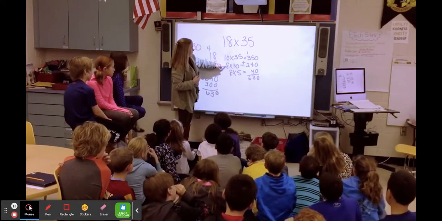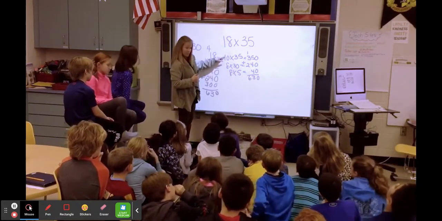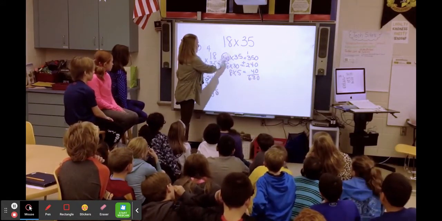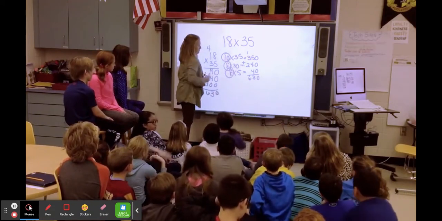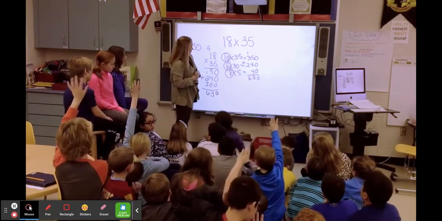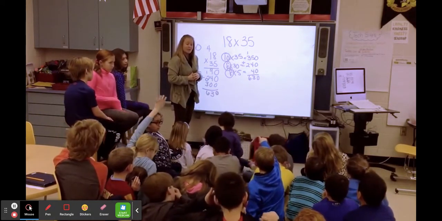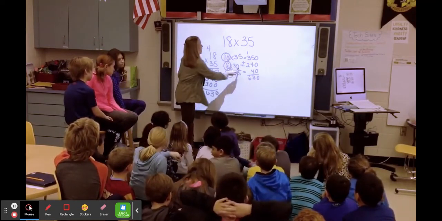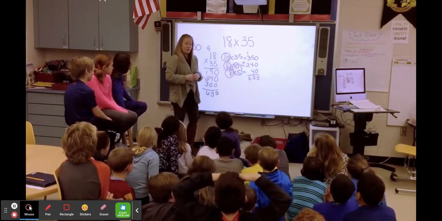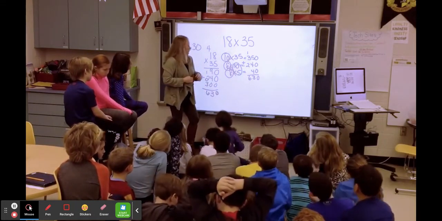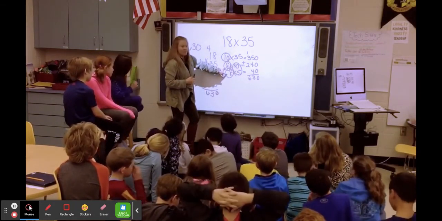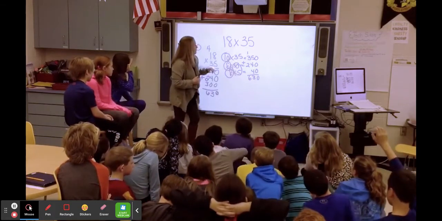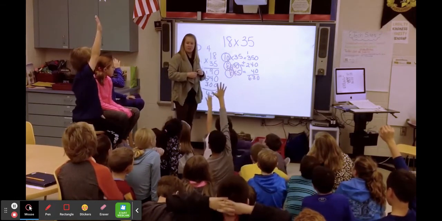Oh, so you see the 18 here? Yeah. All the way down here? And why is the 18 broken into those three parts? Well, she only did 8 times 30 there, so she still had to do the 8 times 5, so she had to do 8 to get to 35 again. Gotcha. So that's why we have two of these 8s here. Yeah. Very good. Another strategy for 18 times 35.